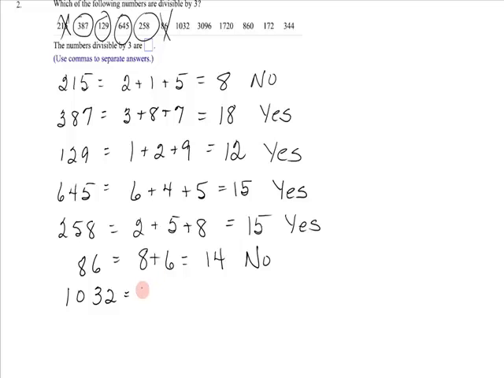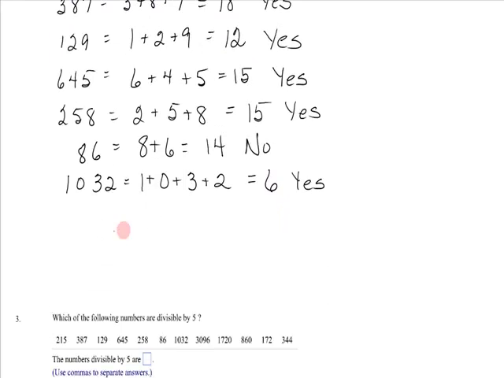All right, we have a larger number. That doesn't mean it's going to be a lot harder. It just means we have a little bit more to add. 1 and 0 is 1, plus 3 is 4, plus 2 is 6. Is 6 divisible by 3? Yes, so is that number. So I'm not actually going to take time to do all of these, but you're going to use the divisibility test for 3, which is to add the digits, get a number, and see if it is divisible by 3. So there would be more.